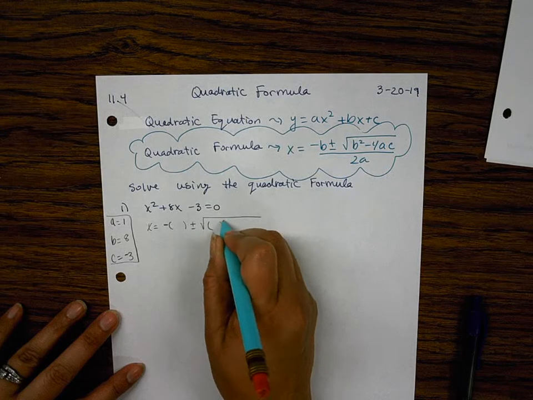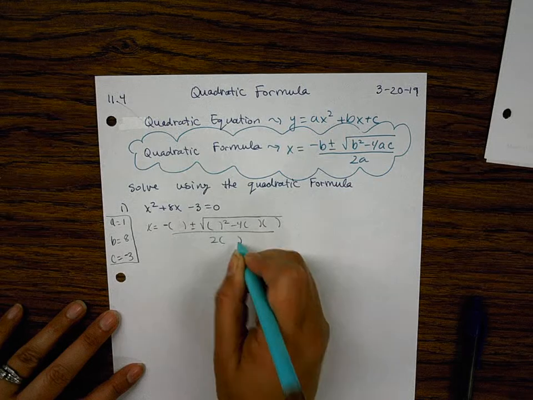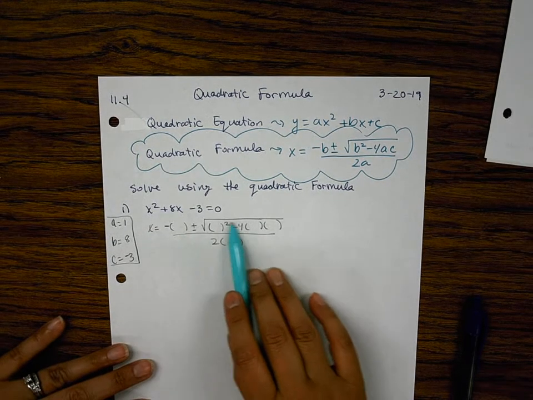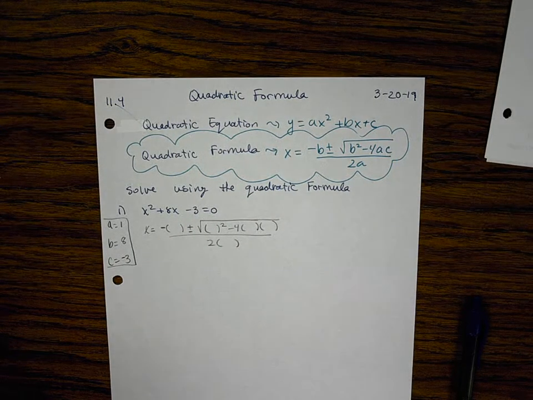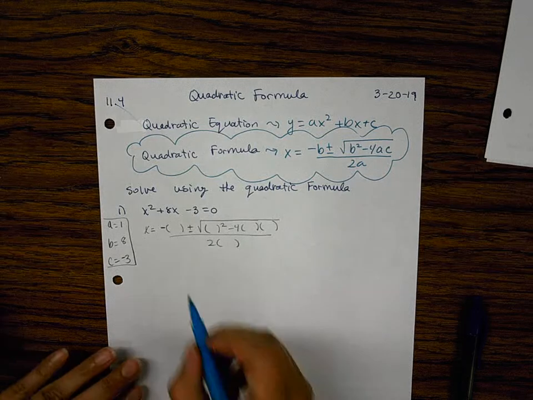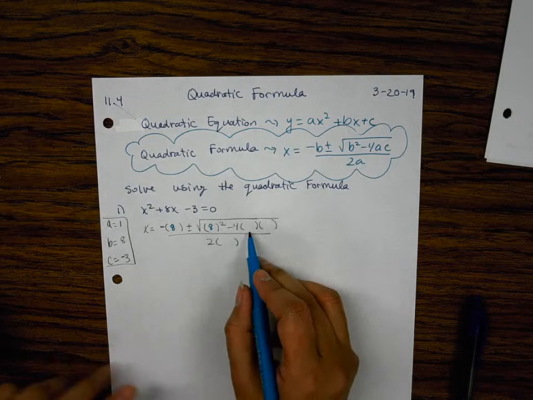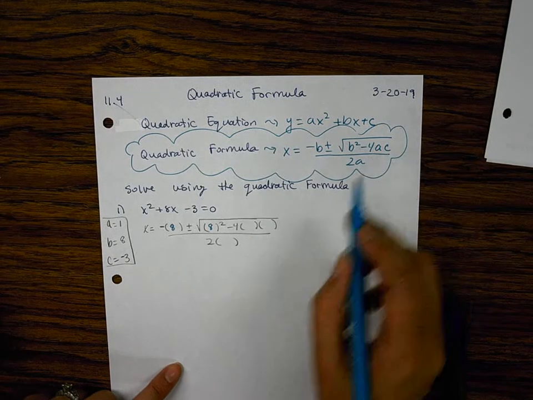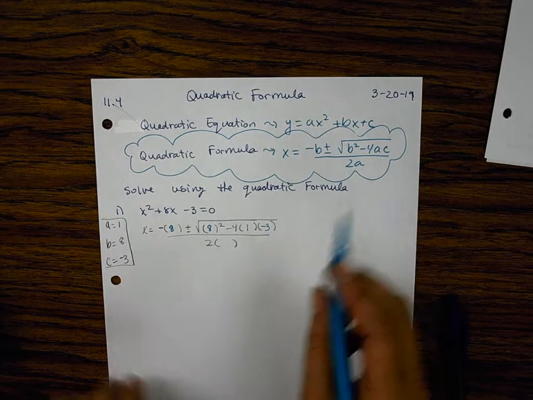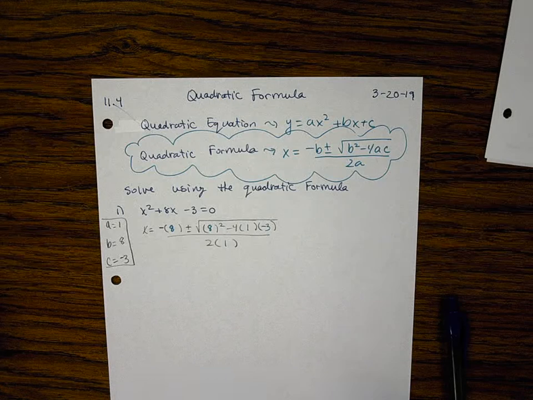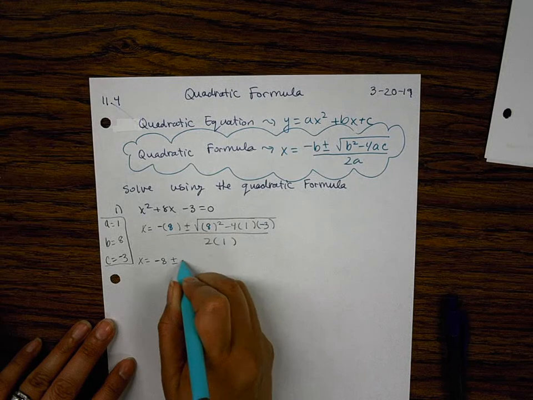X equals opposite B, I'm going to write like this, plus or minus the square root of b squared minus 4ac all over 2a. I just put a bunch of blanks, and you will have one like this on the test where there's a bunch of blanks and you have to fill it in with the correct numbers. Okay, opposite B, so that's opposite 8, and then 8 squared minus 4a, and I know it's 4a because it's 4ac. A is 1, c is negative 3, all over 2a, a is 1. So that's what it looks like there.